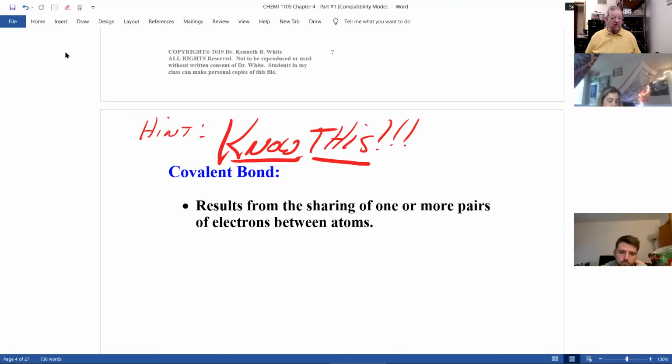And know this: what is a covalent bond? A covalent bond results not from the transfer, but from the sharing of one or more pairs of electrons between atoms. Remember, pair means two. So a covalent bond is the sharing of one or more pairs of electrons.